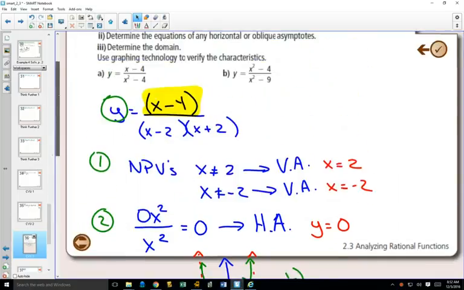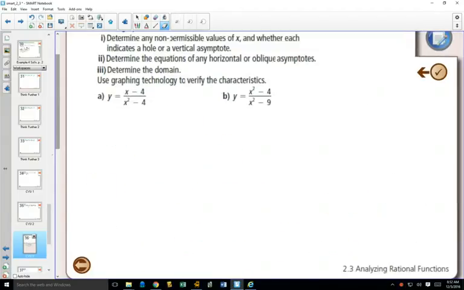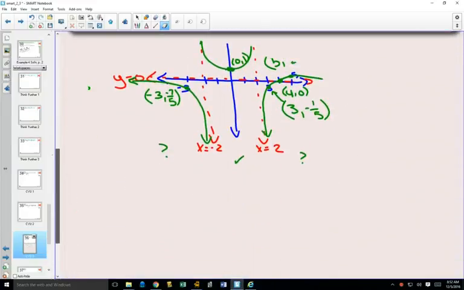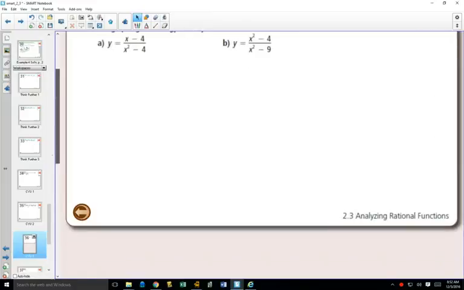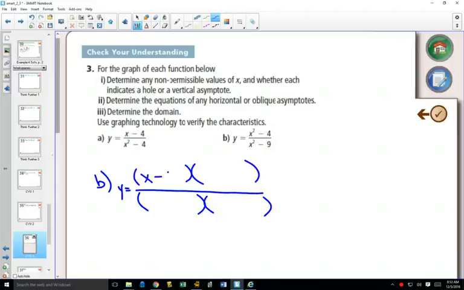Okay, let's look at example 2. I'm going to erase example 1 here. So part B, x squared minus 4 over x squared minus 9. First of all, there's a difference of squares on the top and a difference of squares on the bottom, so we can factor both of those.